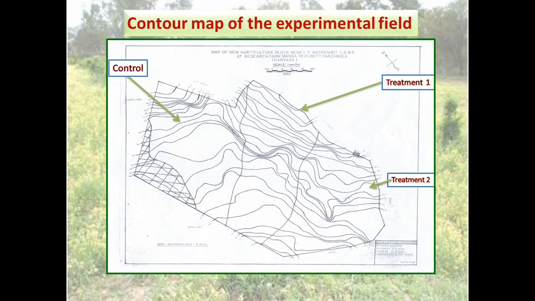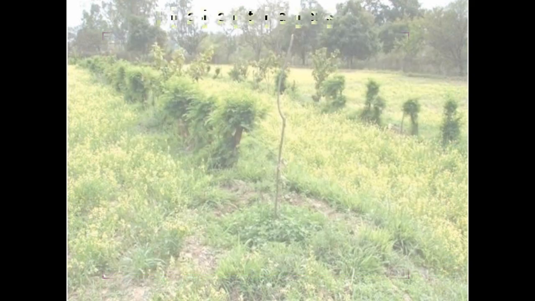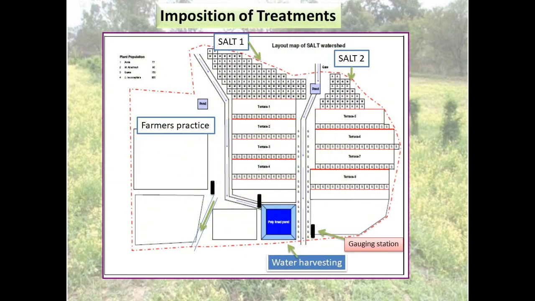A 3-hectare area having 12 to 15% slope was selected. It was divided into 3 parts of 1 hectare each. The contour map of these lands were prepared and treatments were imposed. SALT 1 and SALT 2 were having similar features. However, in SALT 1, water harvesting was done at the lowest point and the harvested water was recycled for irrigation.